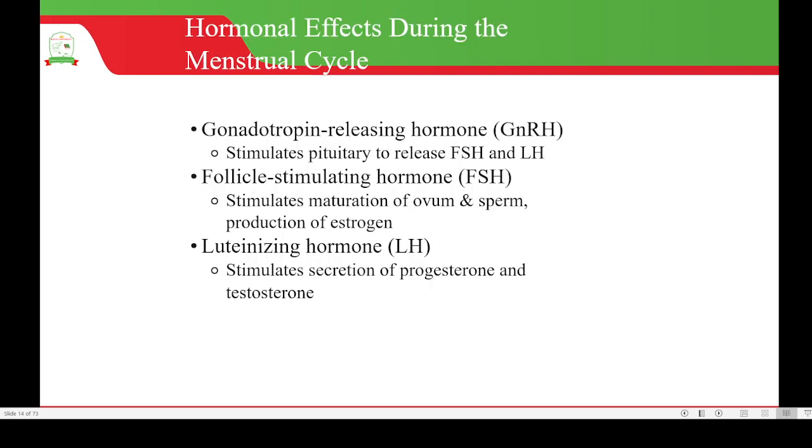Hormonal effects during the menstrual cycle. Let's look at some of the hormones that are released during the whole of the menstrual cycle. Gonadotropin releasing hormone, GnRH. This hormone stimulates the pituitary gland to release follicle stimulating hormone and luteinizing hormone. The follicle stimulating hormone stimulates the maturation of ovum and sperm, and also the production of estrogen. Luteinizing hormone stimulates secretion of progesterone and testosterone.